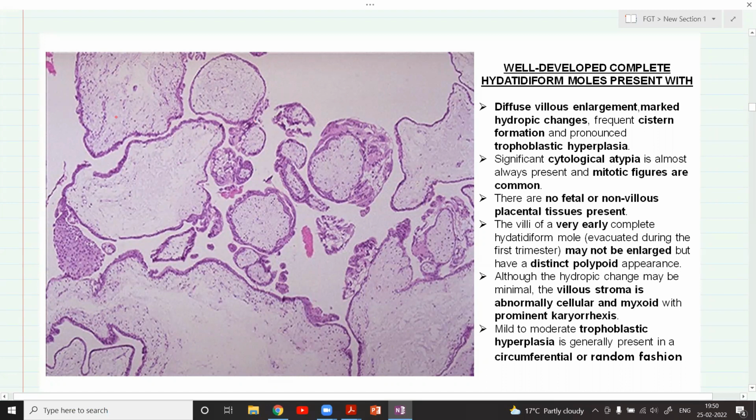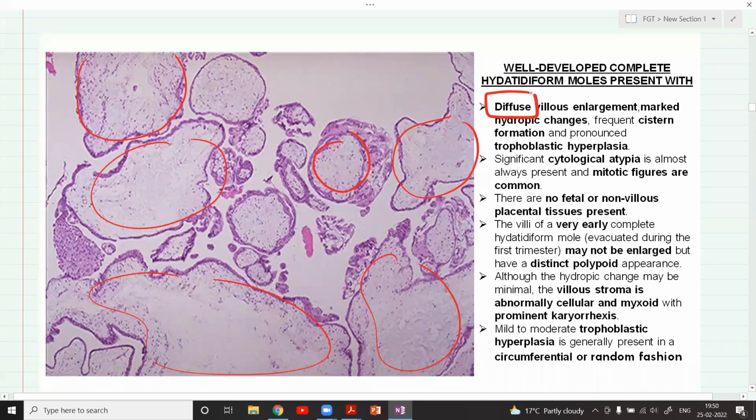Now the first thing I have to see is whether it is partial or complete. You can appreciate the expanded structures, the expanded cisterns, as we say. More than 80% of the slide is showing such expanded structures, so there should be a diffuse enlargement of all the villi, marked hydropic change, and frequent cistern formation, as we can see over here. And there is a pronounced trophoblastic hyperplasia. I told you that all molar pregnancies show abnormal trophoblastic hyperplasia, but the amount of hyperplasia over here is very high.